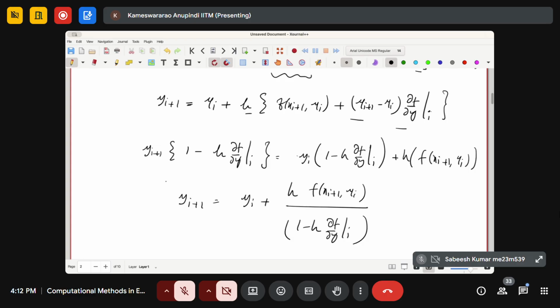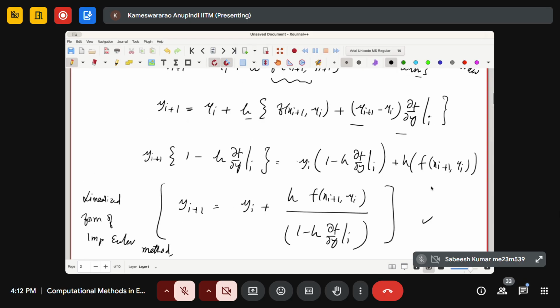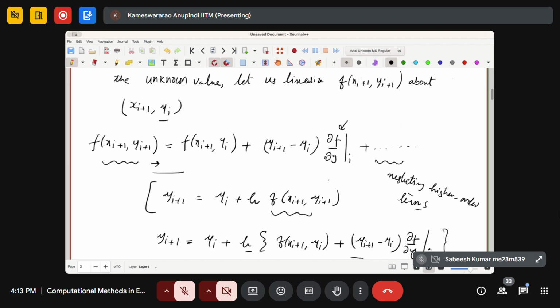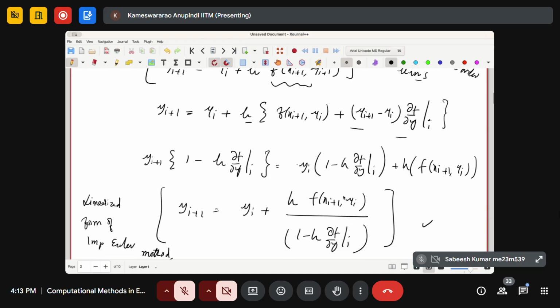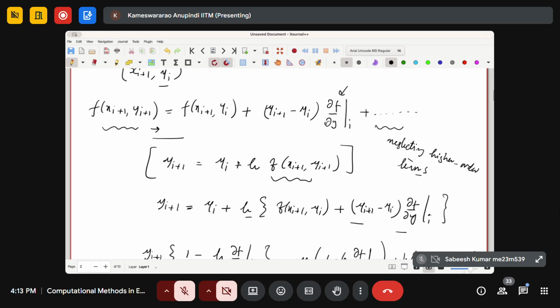Okay, so that is the expression I have, which is basically a linearized form of the implicit Euler method. So this can be used instead of this expression, which has a nonlinear function. Now, of course, if you use this particular linearized form, or if you use this nonlinear form, eventually both of them should converge to the same answer.